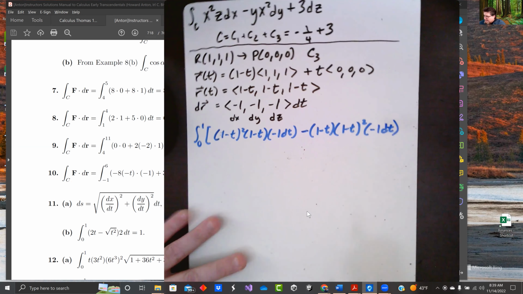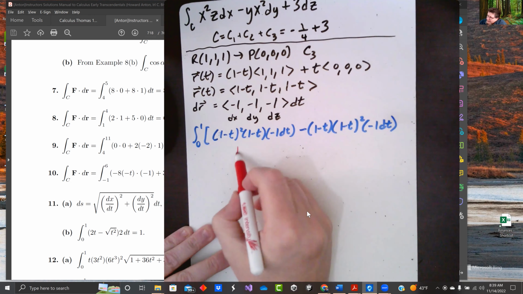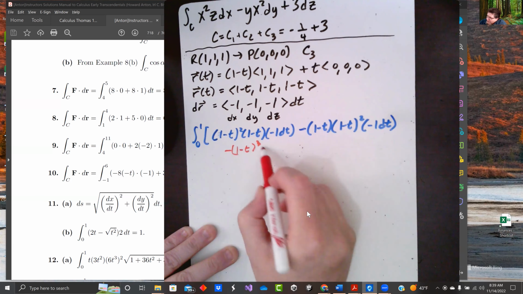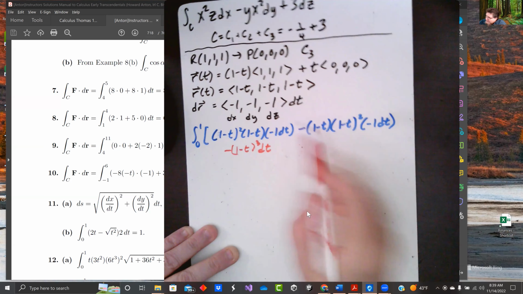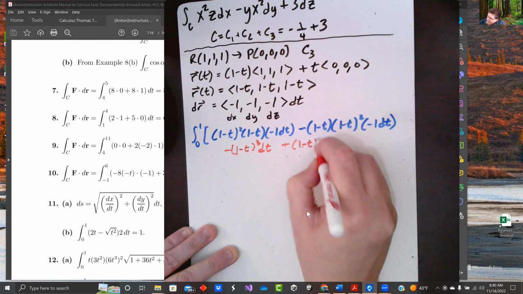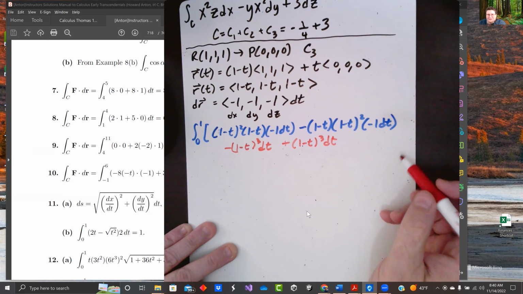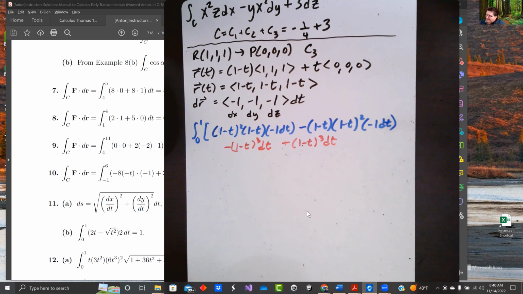Oh, that actually might cancel out. I know I still have to do the dz, but I want to see if this cancels out. This is (1 minus t) cubed. I'm going to put the negative sign out front. That's that component. Here I've got two negatives, so I get a plus, a (1 minus t) cubed dt. Look at that, that's beautiful. Those are going to wipe out, so those will add to 0.